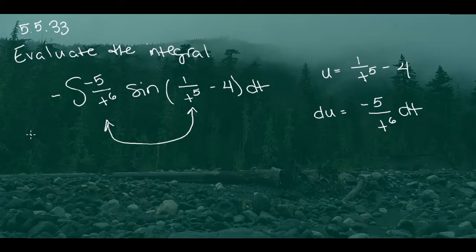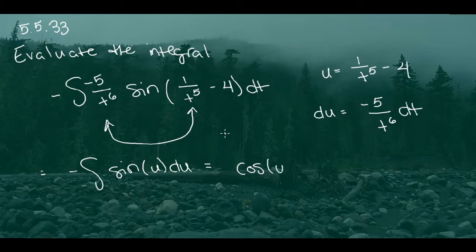All right, so what does this turn into? It's negative integral sine of u du. Right, and now I'm just going to take an antiderivative. What is the antiderivative of negative sine? Well, it's just cosine, right? Because take a derivative of cosine and you get negative sine, so the antiderivative of negative sine is cosine.